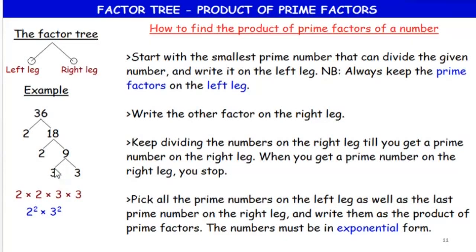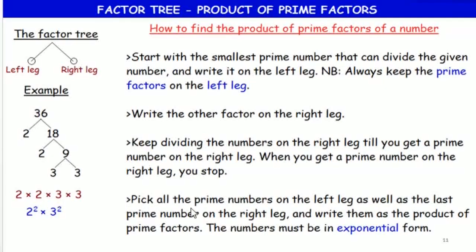So what is the least prime number that can divide the number 9? It is 3, right? So how many times will 3 divide 9? It is 3. Now when you get a prime number on the right leg, you stop. So because 3 here is a prime number and it is on the right leg, it means we have come to the end of the whole show, right?